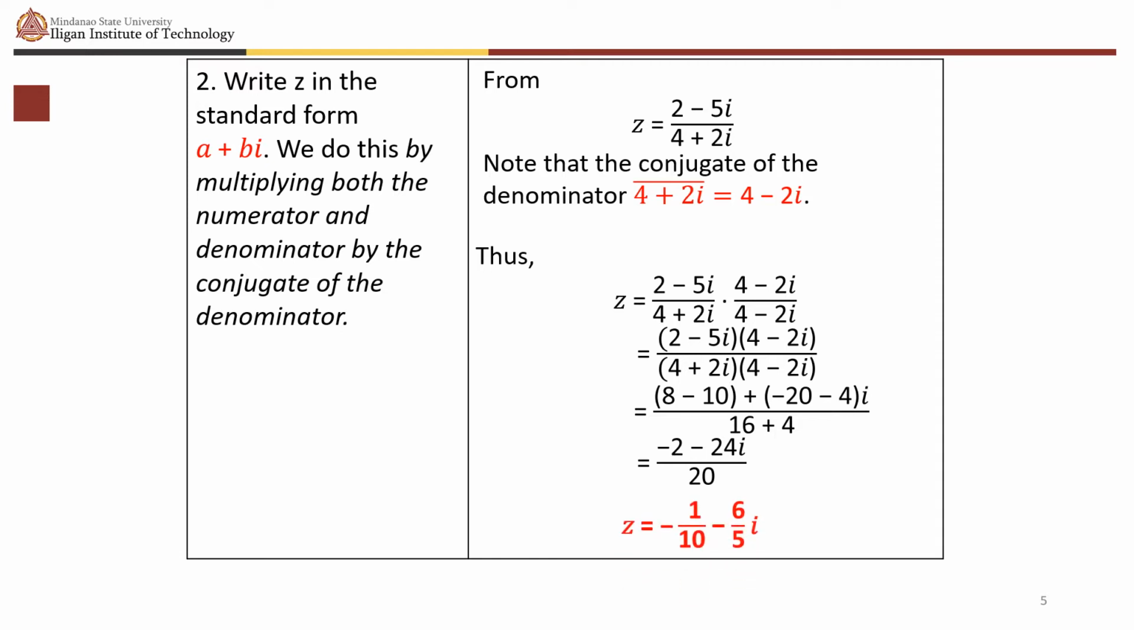So z is now equal to negative 2 divided by 20, which is negative 1 over 10, and negative 24i divided by 20, which is negative 6 over 5 i. Therefore, the solution set is the set containing negative 1 over 10 minus 6 over 5 i.